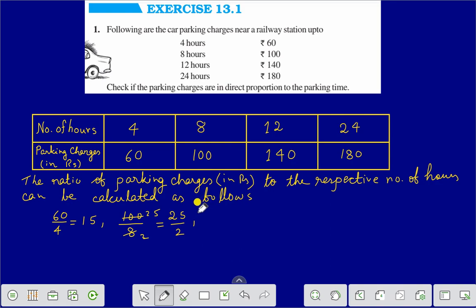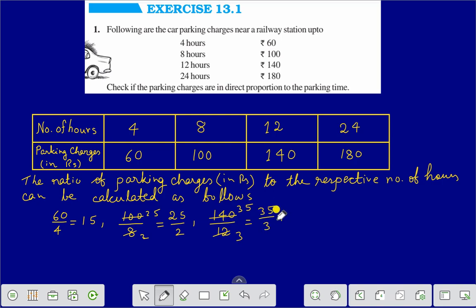The next one is 140 by 12. If we divide it by 4, 4 threes are 12, and 4 into 35 is 140. We are getting 35 by 3.